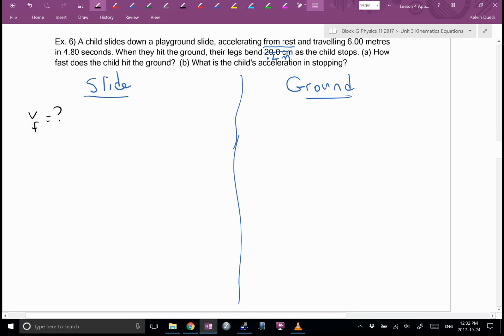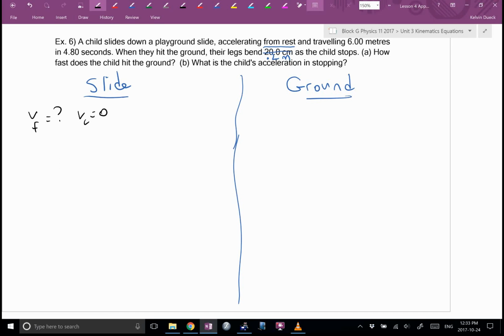okay, let's read through the question. From rest. What's that tell me? What's zero? Vi, slide or ground? Now we've got to be even fussier. Are we starting on the slide from rest? Okay, so Vi equals 0 goes in this column. See how we put all that together? Good thinking. I keep reading. By the way, the word accelerating is in front of the words from rest, but I don't think that's the accelerating. Vi is 0 from rest, okay?